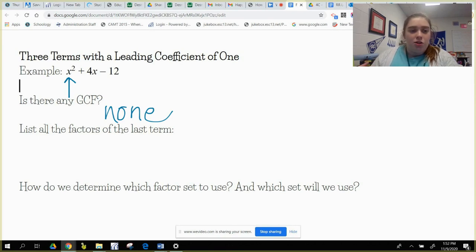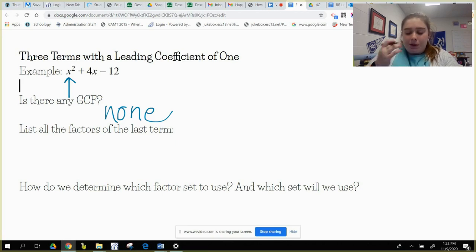So the first thing that we're going to do is list all the factors for the last term of this trinomial. The last term is the one usually without a variable on it. So the last term is negative 12, okay? This one has a negative, right? Those numbers at the top did not have a negative, but we want to consider that when we're listing these factors. In order for us to get a negative product when we're multiplying, we have to multiply a positive number and a negative number together. So in each of these sets that we write down, we have to have at least one negative number.